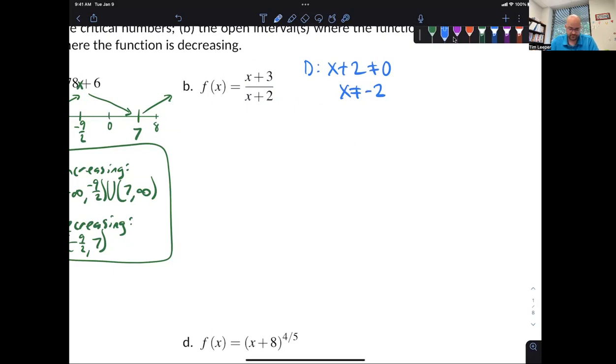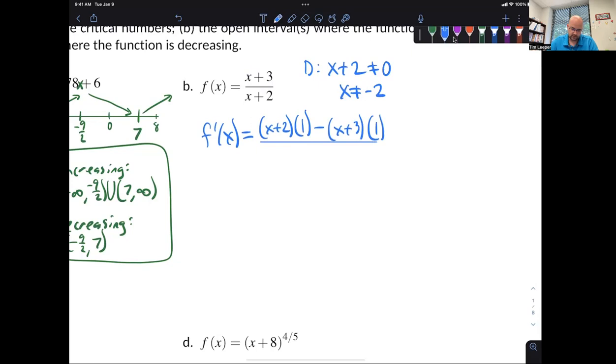Now, the critical numbers occur wherever the derivative is either equal to 0 or undefined. So we need to go ahead and find the derivative, which means we need to use the quotient rule. That would be the bottom, x plus 2, times the derivative of the top, which is 1, minus the top, x plus 3, times the derivative of the bottom, which is 1, and then all over the bottom squared.